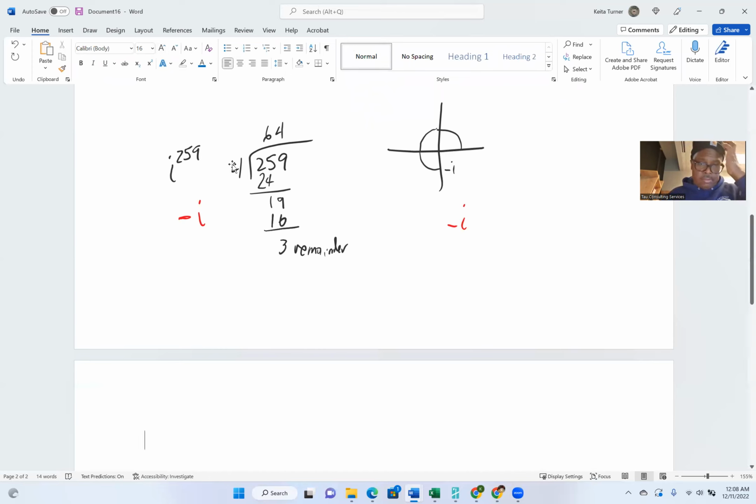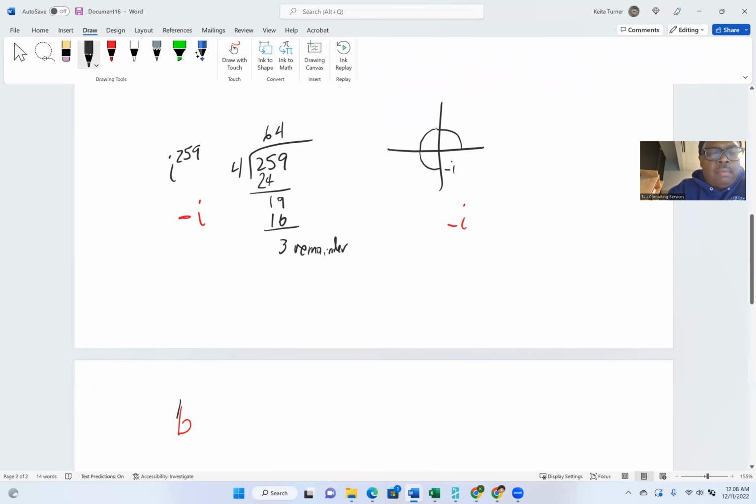All right, so next we have B, multiplication. I don't know why it's doing that. Let's try this again. Okay, all right, let me just write it. It should be black. All right, B.